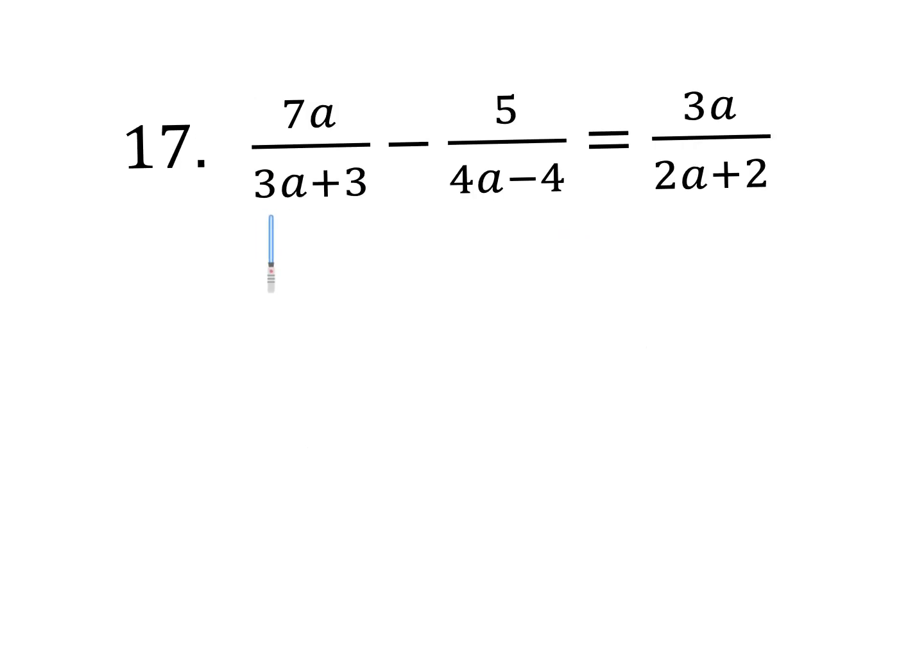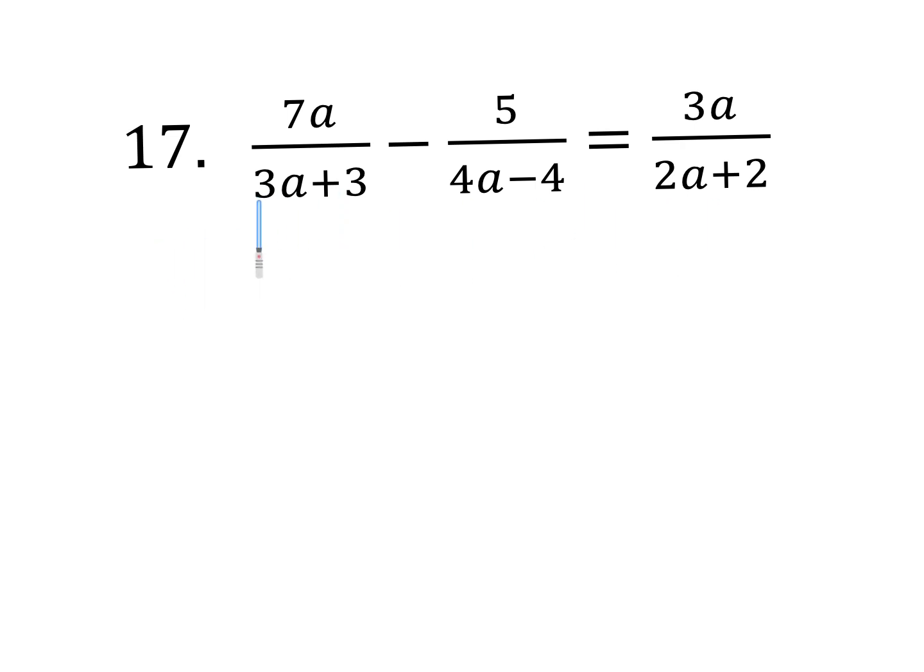This looks nasty. Am I wrong that you would be like, oh my God, I've got to multiply by a 3a plus 3 on everything, and a 4a minus 4 on everything, and a 2a plus 2 on everything? Gross. You might have to do that if things didn't factor, and maybe things would cancel out.